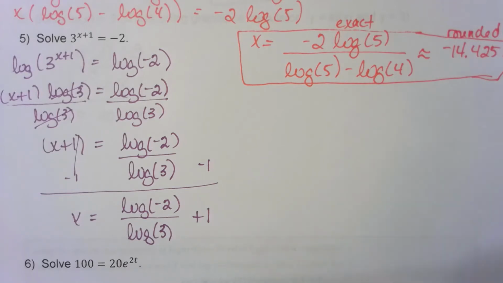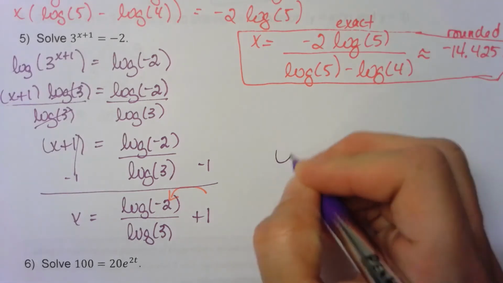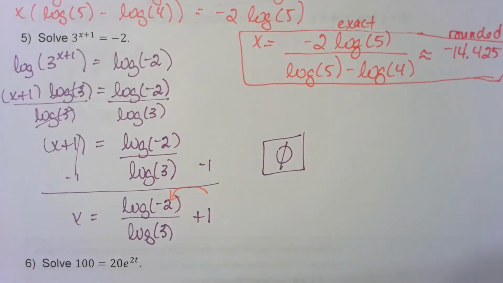It's because our argument is negative. Remember, you can't have a negative or zero argument. So in that case, the solution to this particular equation is the empty set. There is no solution to this equation.